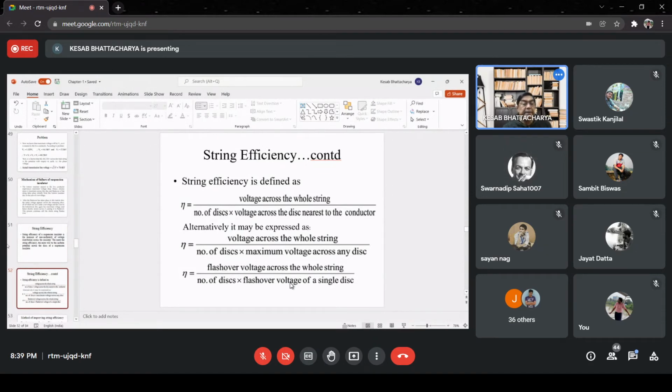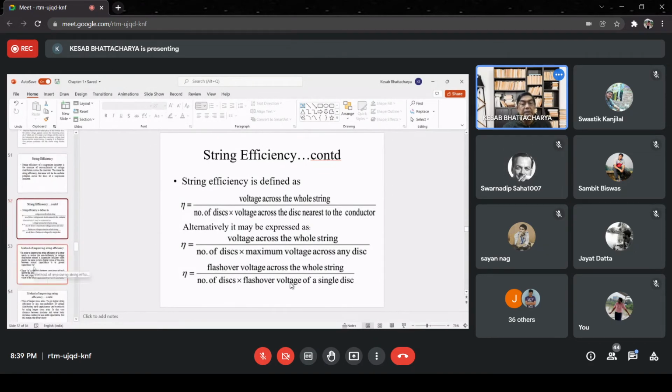Okay. Now, by this time, you have understood that the string efficiency is not 100%, or the voltage distribution is not uniform. Therefore, there has been consistent effort to improve the string efficiency and to make the voltage distribution across the string of suspension insulators as uniform as possible. So, let us now discuss that.